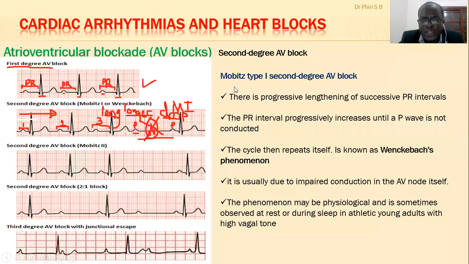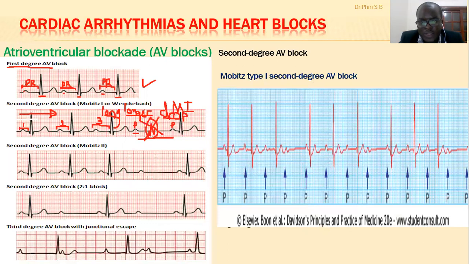Okay, so you can see in Mobitz type 1, we said there's progressive lengthening of successive PR intervals, and then sometimes you have a dropped QRS complex because a P wave is not conducted to the ventricles. So this is Mobitz type 1 or Wenckebach heart block. So in this diagram, you can appreciate that as well.